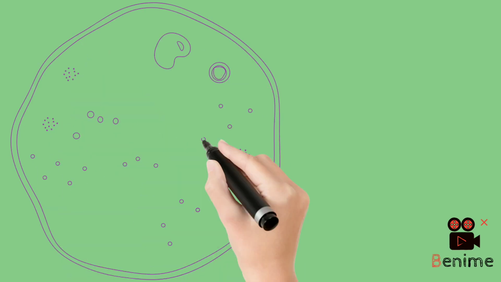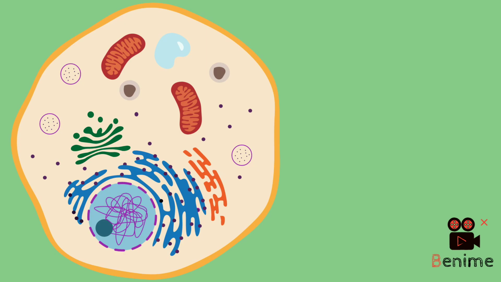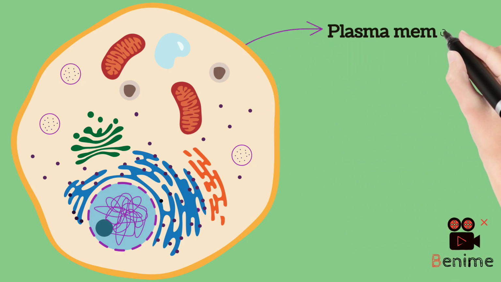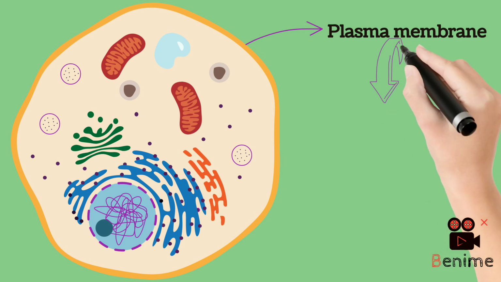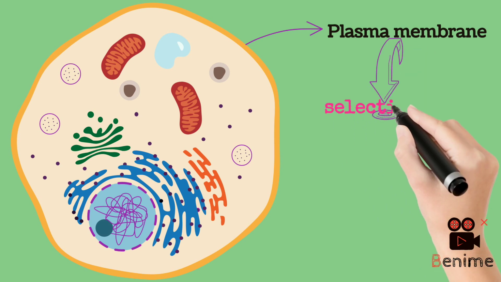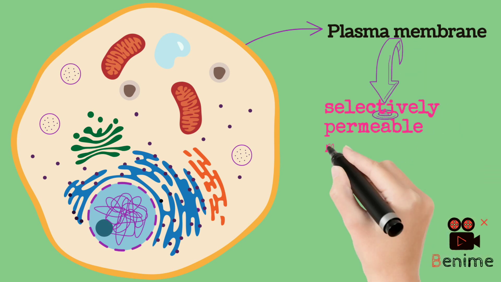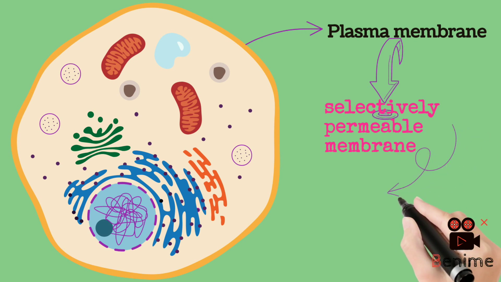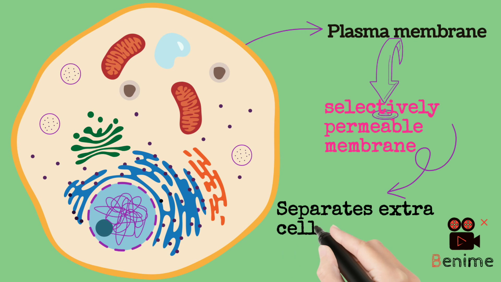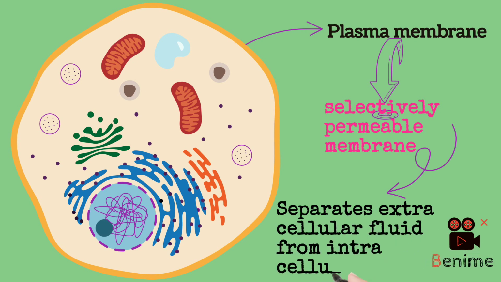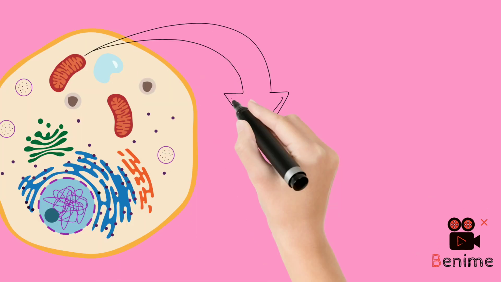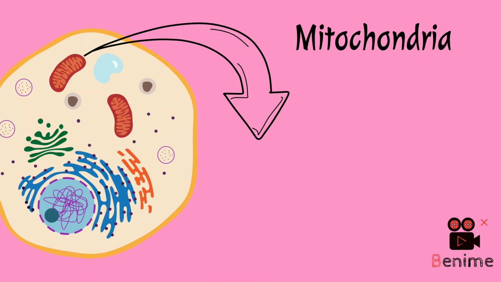First and foremost structure in the animal cell is called the plasma membrane. The plasma membrane is called the selectively permeable membrane. It selects the materials which are responsible for the different kinds of functions of the cell, and it separates the extracellular fluid from the intracellular fluid. It also has many functions, but here I will show only some functions.